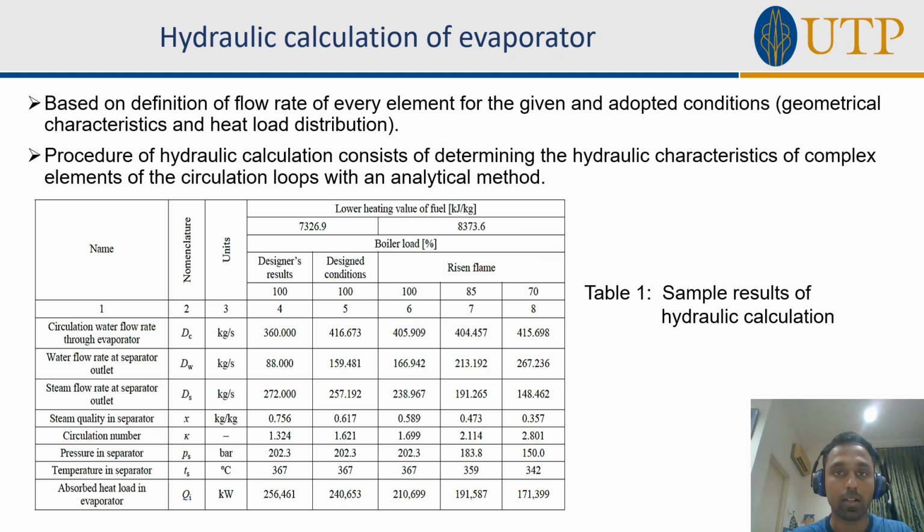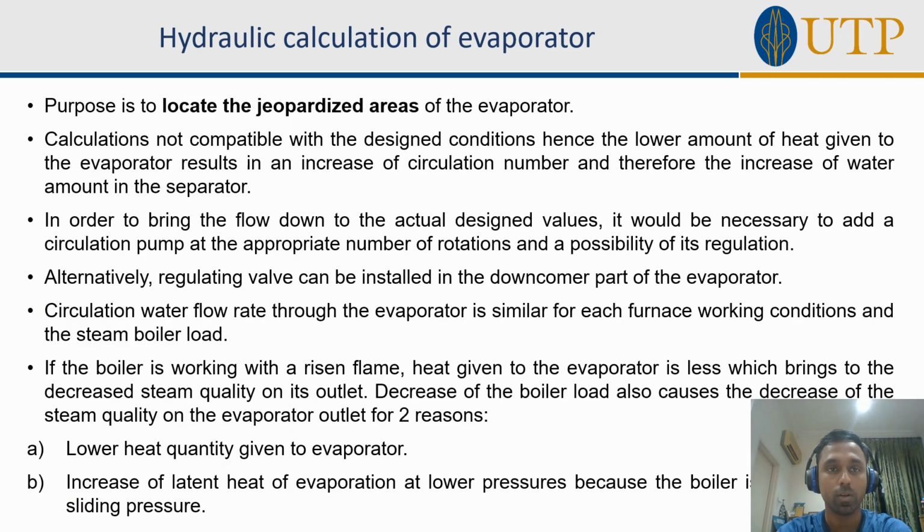With that said, calculations for real conditions are made for improved quality fuel at a lower heating value of approximately 8373.6 kJ per kilogram. The purpose of carrying out hydraulic calculation, as mentioned, is to locate the jeopardized areas of the evaporator. Next, if there is an increase of water amount in the separator due to the difference in calculations, a circulation pump is required to be installed. Alternatively, a regulating valve can also be installed in the downcomer part of the evaporator.